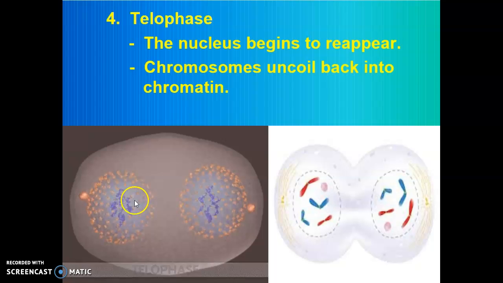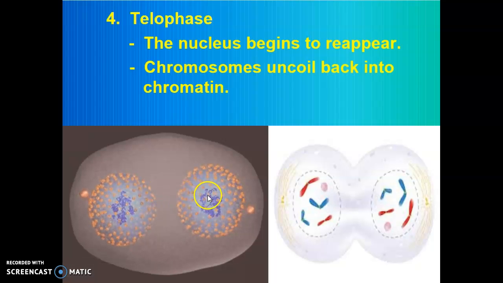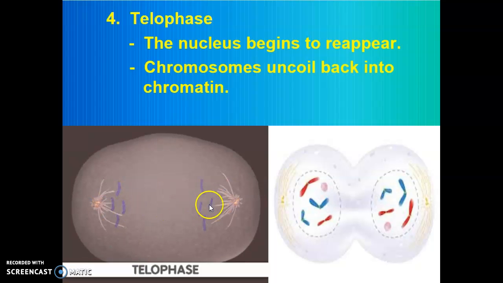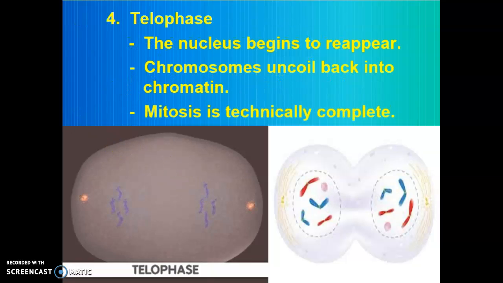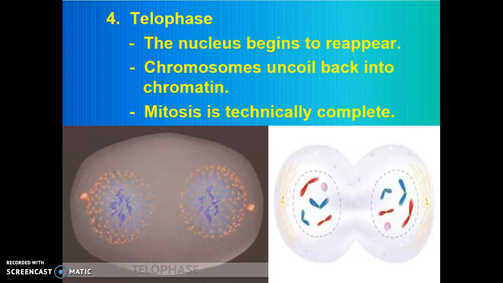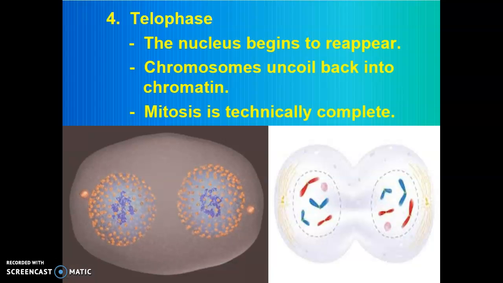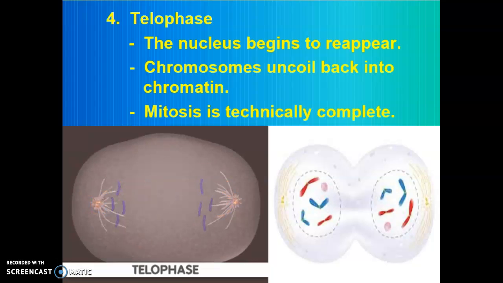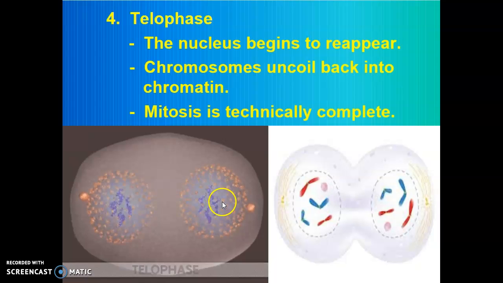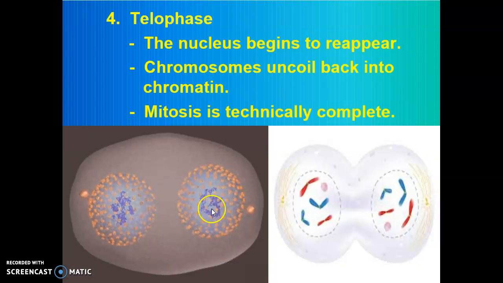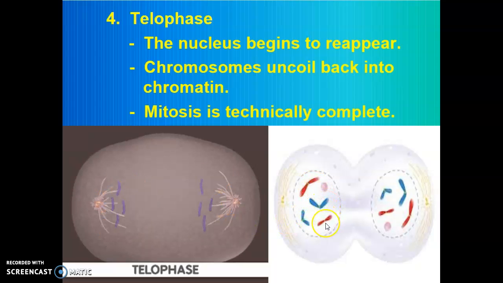Right now you can see you have 2 cells that have formed. We have 2 brand new nuclei, so technically mitosis is officially complete. You have taken the original nucleus that had 4 chromosomes, duplicated those chromosomes, and now you're going to have, again temporarily, 2 nuclei that only have 4 single chromosomes, just like the original cell that we started out with in this example.